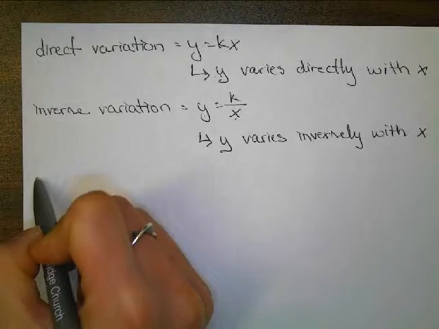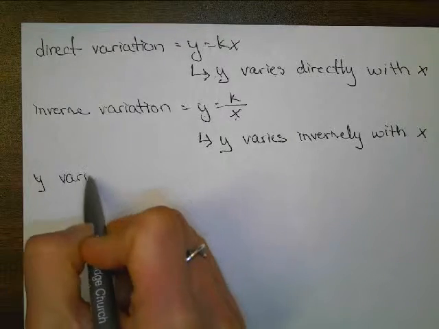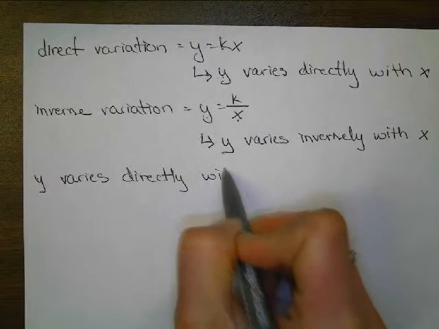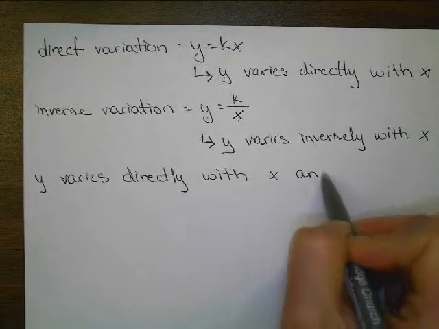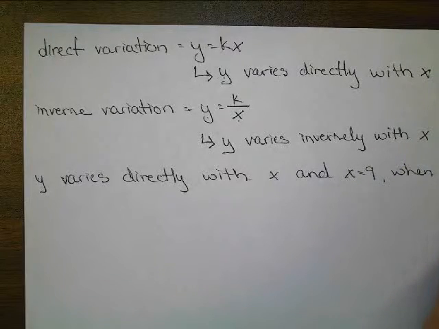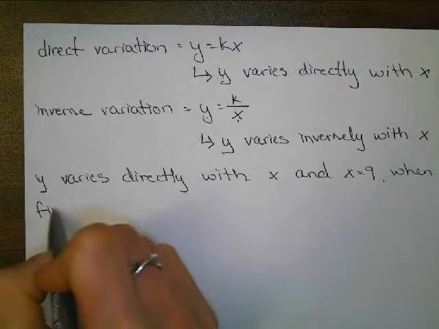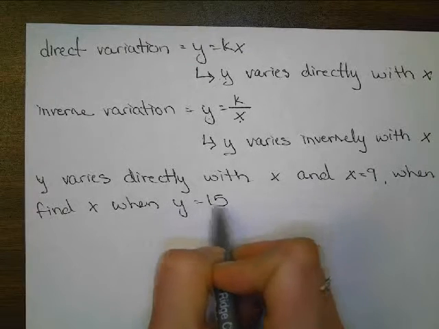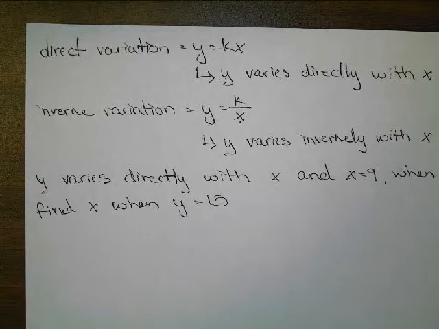So let's say we have an example where y varies directly with x, and x equals 9 when y equals 6. So what we want to do is find x when y is 15. In order to find out what x is when y is 15, I need to know what the constant of proportionality is first. I need to know what factors changing x and y.